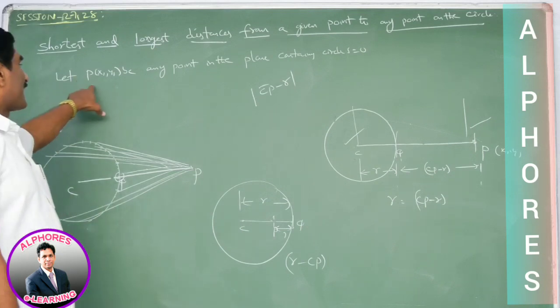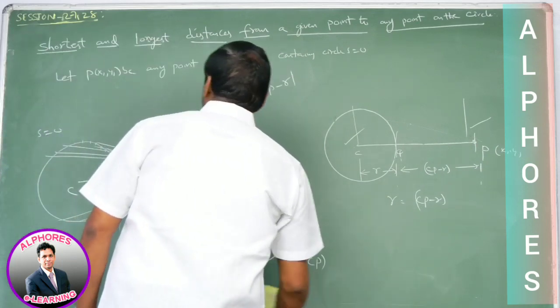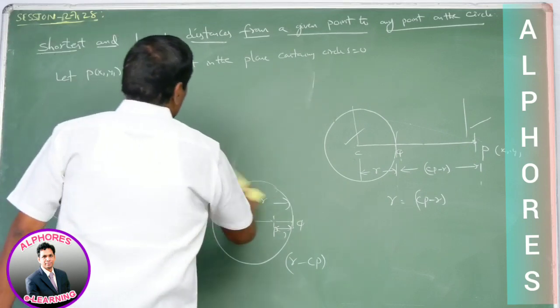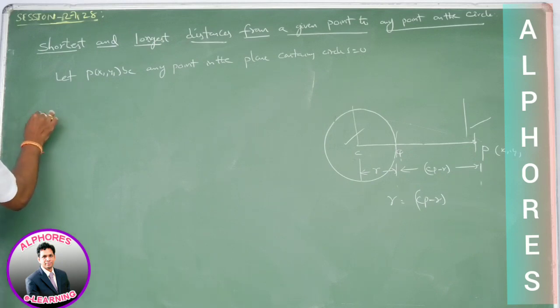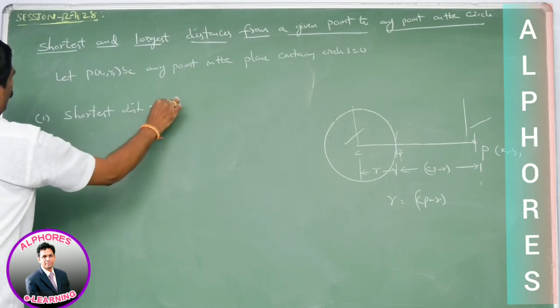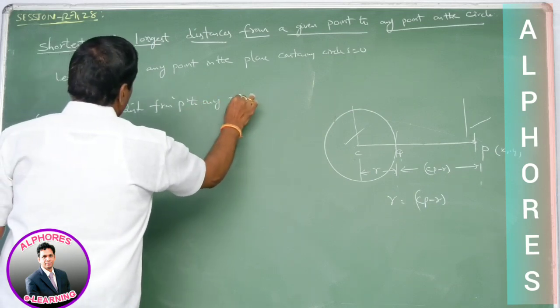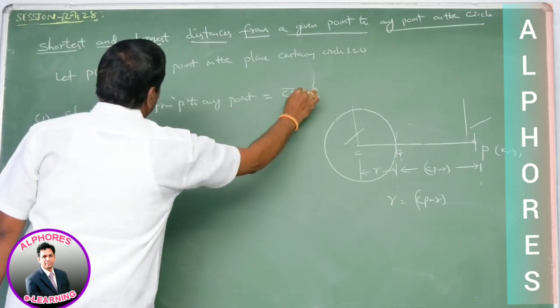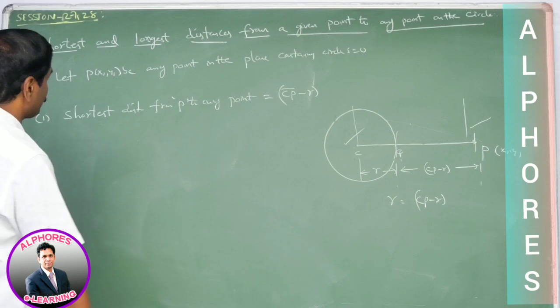Let P(x1, y1) be any point in the plane containing the circle S = 0. Then the shortest distance from P to any point on the circle is CP minus R, or |CP minus R|. If P lies exterior, it is CP minus R. If P lies inside, it is R minus CP.